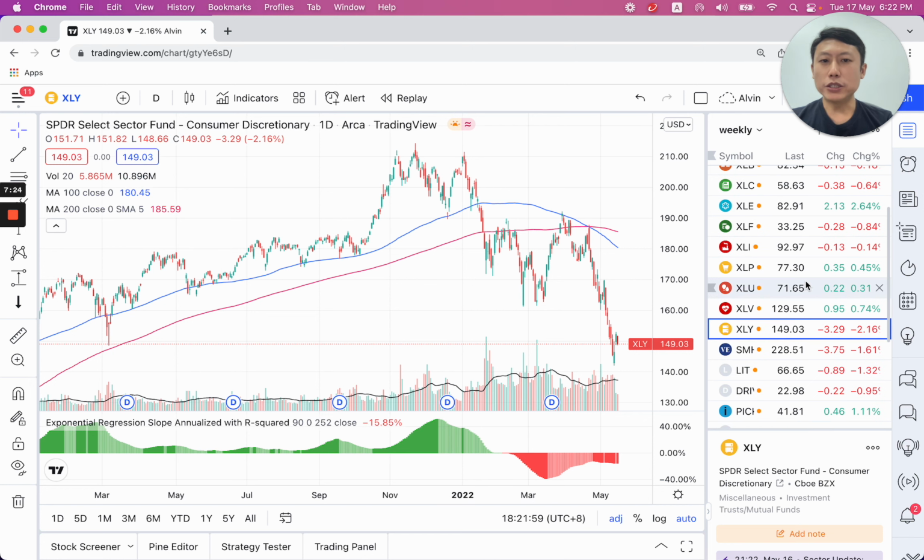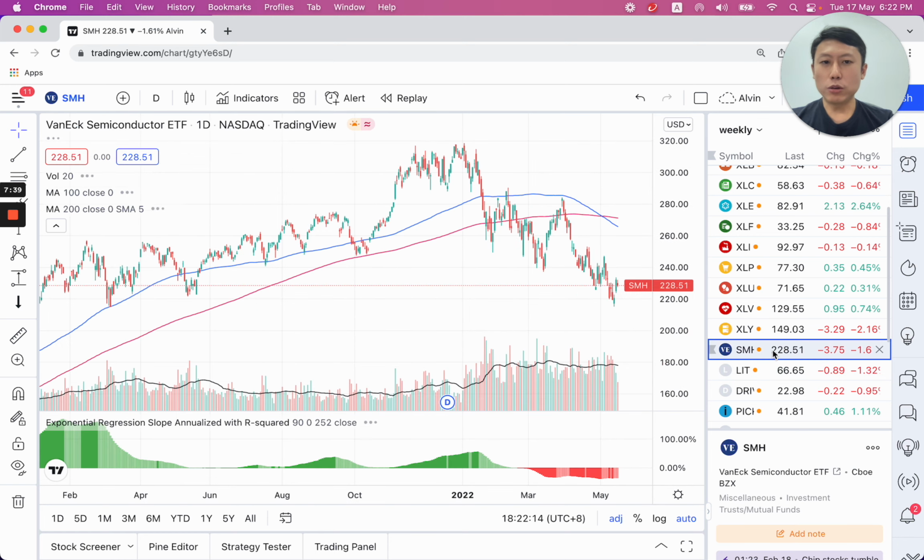So these are the major sectors. We have eyeballed that the energy is the best, then it will be your consumer staples, and then the utilities. Okay, so these are the three sectors that are still having the uptrend intact.